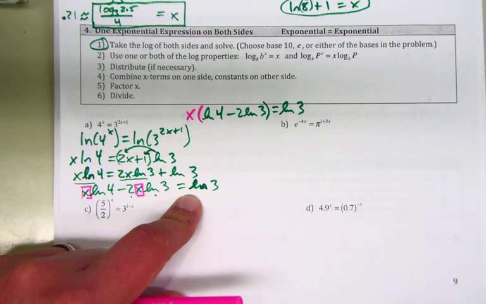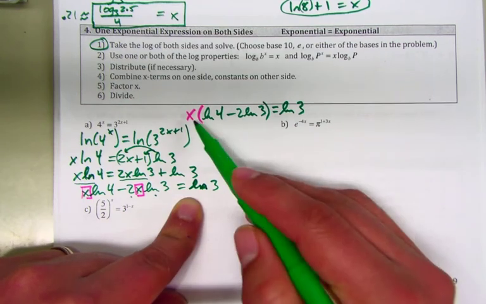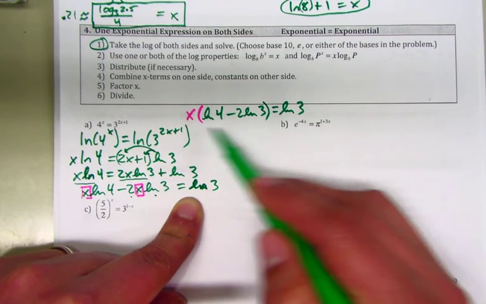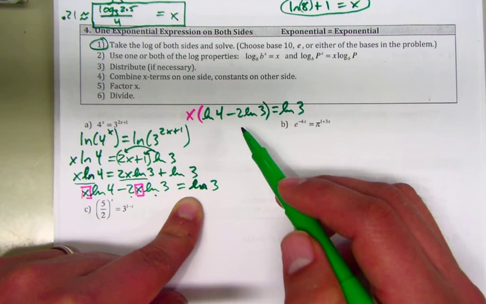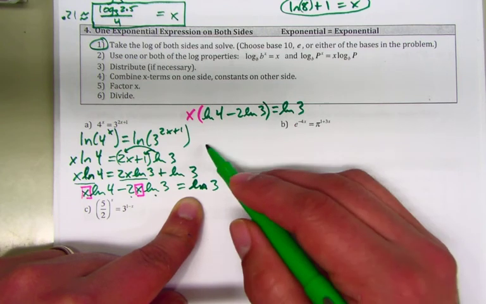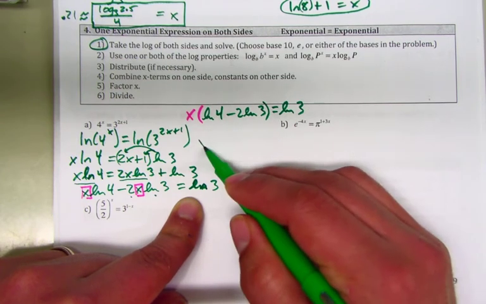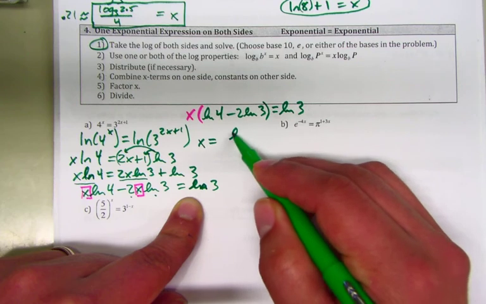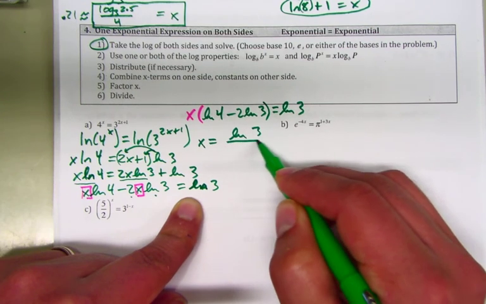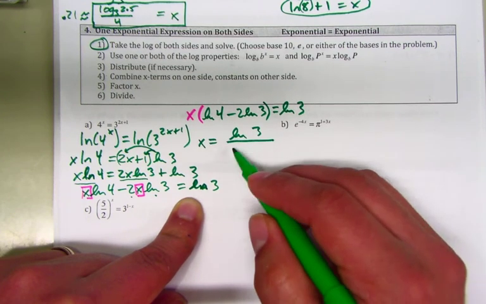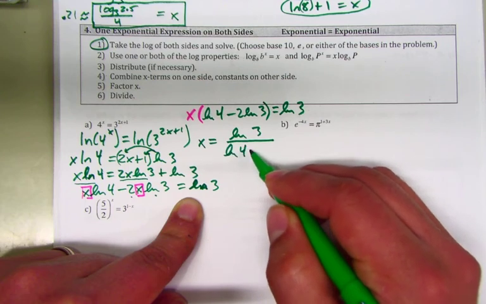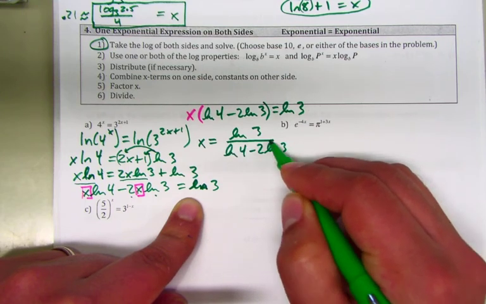And now we're almost done. We just have one last thing to do. X times this stuff, how do I get rid of it? You divide by it. So your final answer is going to be x equals natural log of 3 all over natural log of 4 minus 2 natural log 3.